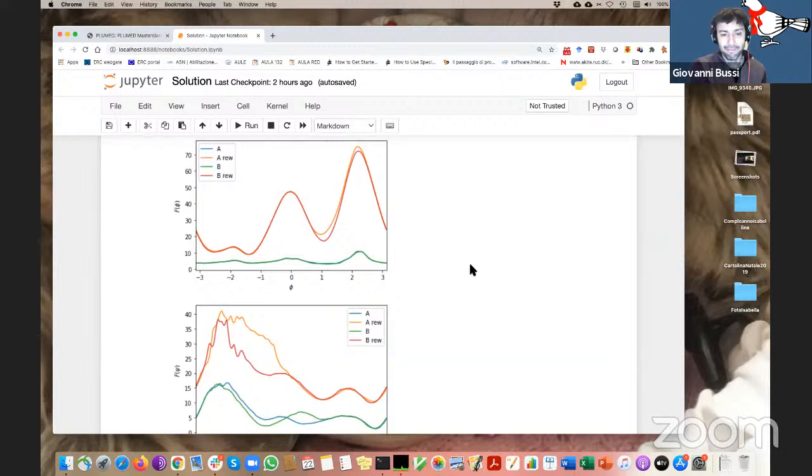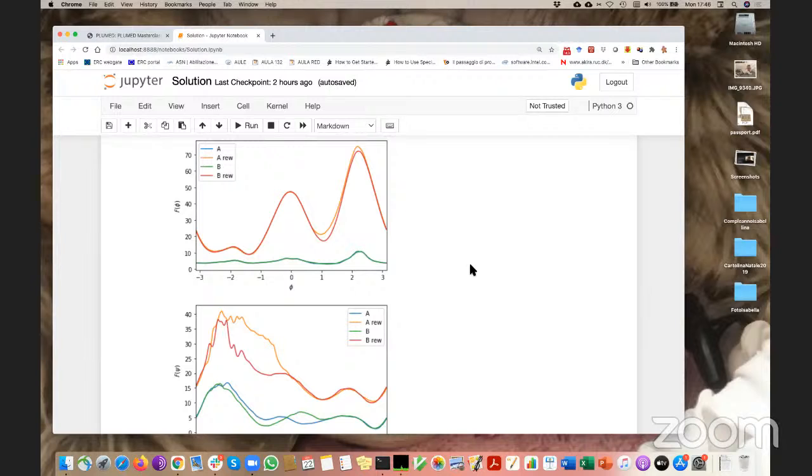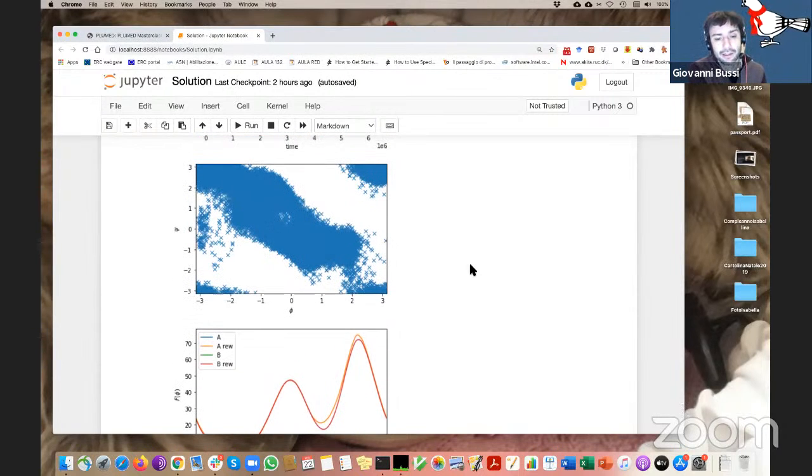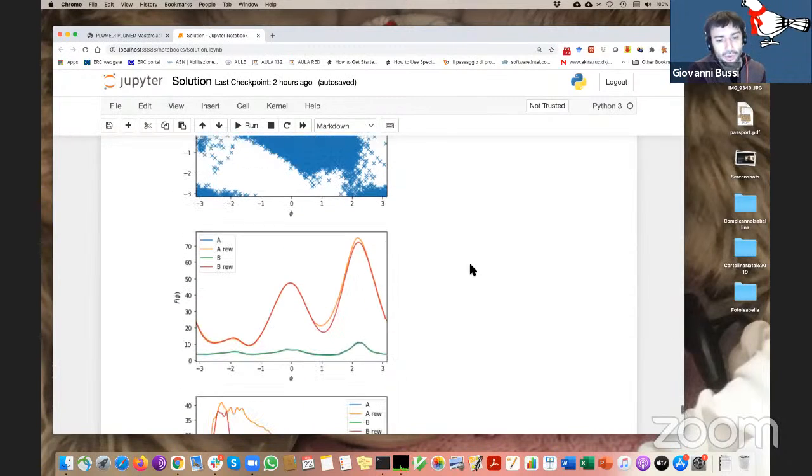Comments, questions? Yeah. Would this difference be avoided if we discard some part of the initial trajectories? Yeah, that's a very good point. I did the exercise specifically in this way so as to highlight this problem.